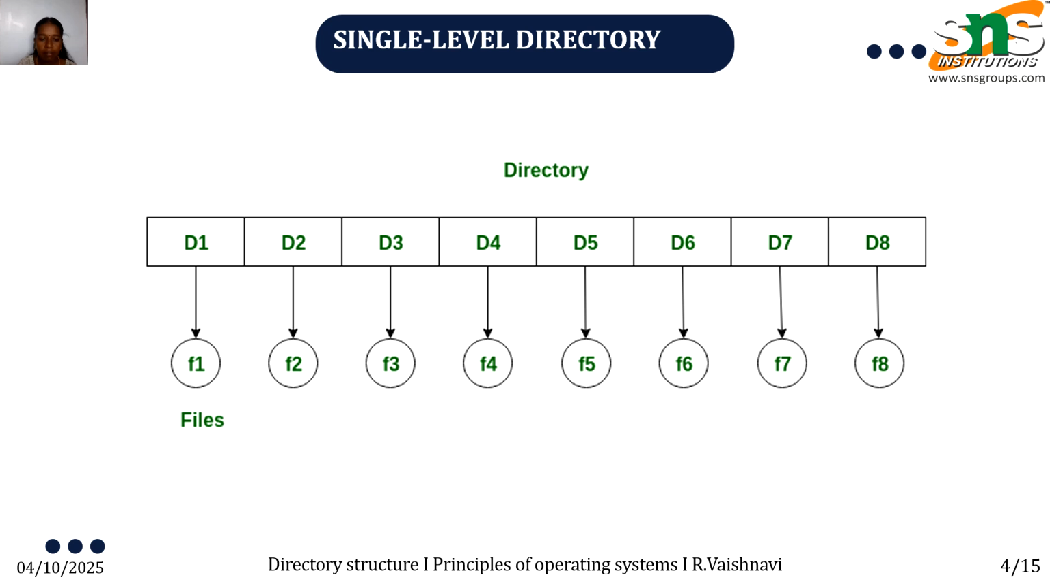In this diagram, we can see that the first box will be the directory. Here we represent the directories, that is D1, D2, D3 are the directories, and each directory has single files. So it comes under the single level directory.